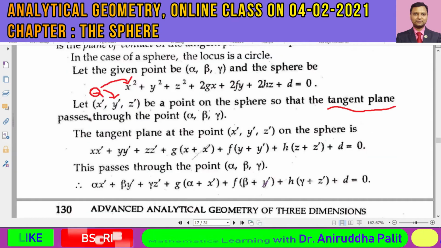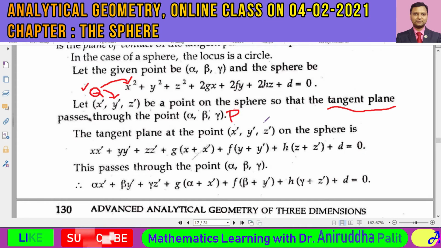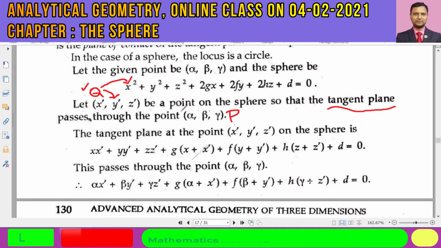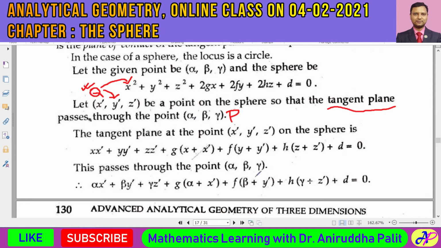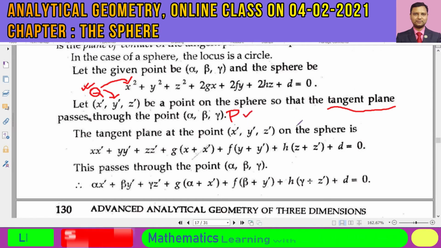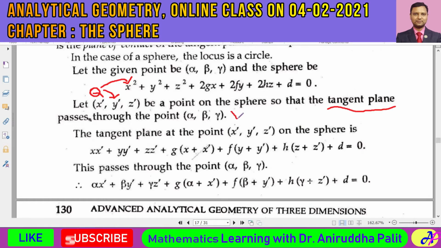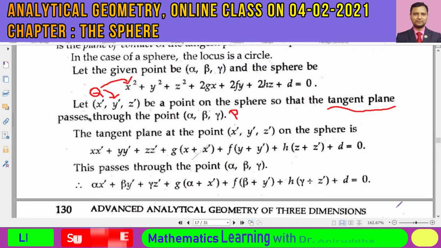Suppose this is the point P. Now, if we fix the position of the point P and change the point Q, then it can be found that the locus of the point Q is actually a plane, and this plane is called the plane of contact.